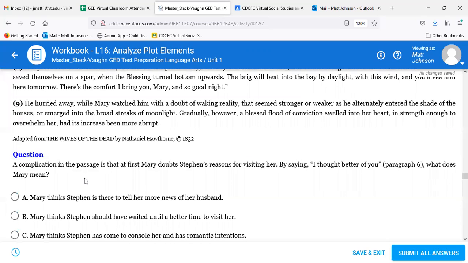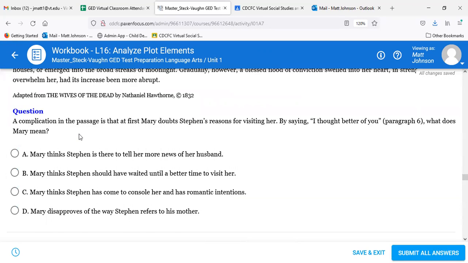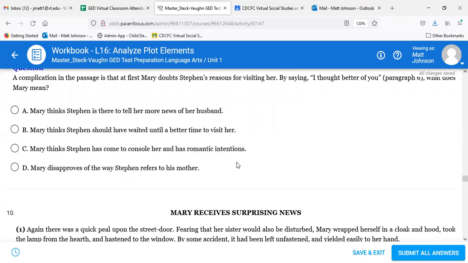A complication in the passage is that at first, Mary doubts Stephen's reasons for visiting her by saying, "I thought better of you," paragraph 6. What does Mary mean? A, Mary thinks Stephen is there to tell her more news of her husband. B, Mary thinks Stephen should have waited until a better time to visit her. C, Mary thinks Stephen has come to console her and has romantic intentions. Or D, Mary disapproves of the way Stephen refers to his mother.